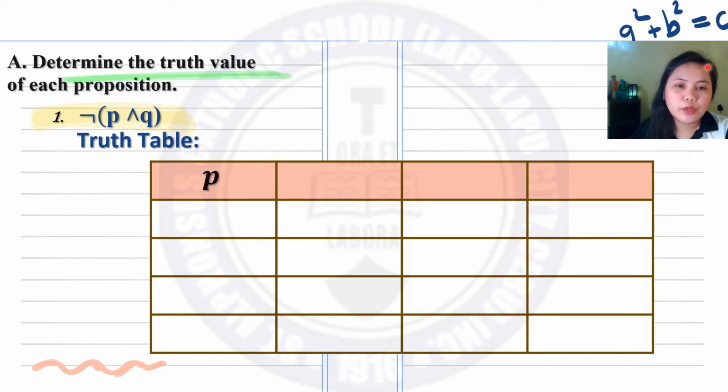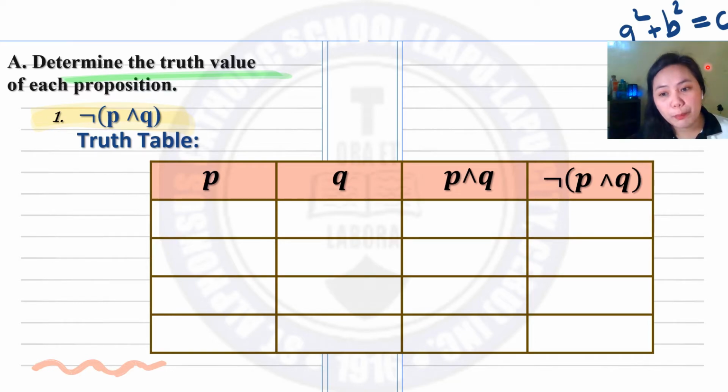First column, you label it with P. Second column, you label it with Q. And then on the third column, you label it with P and Q. And the last column will be labeled as the negation of P and Q. Now, if P is true and Q is true, the conjunction of P and Q must also be true. And the negation of true is false.